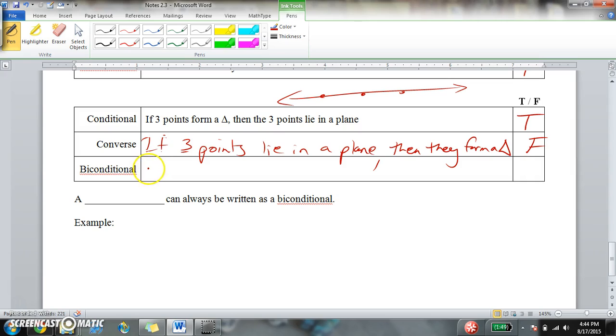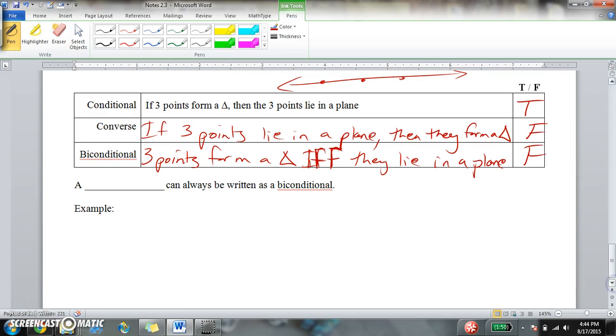So the biconditional would be 3 points form a triangle if and only if, I'm going to use that abbreviation that I told you about, capital IFF, if and only if they lie in a plane. Since the converse was false, the biconditional is also false.